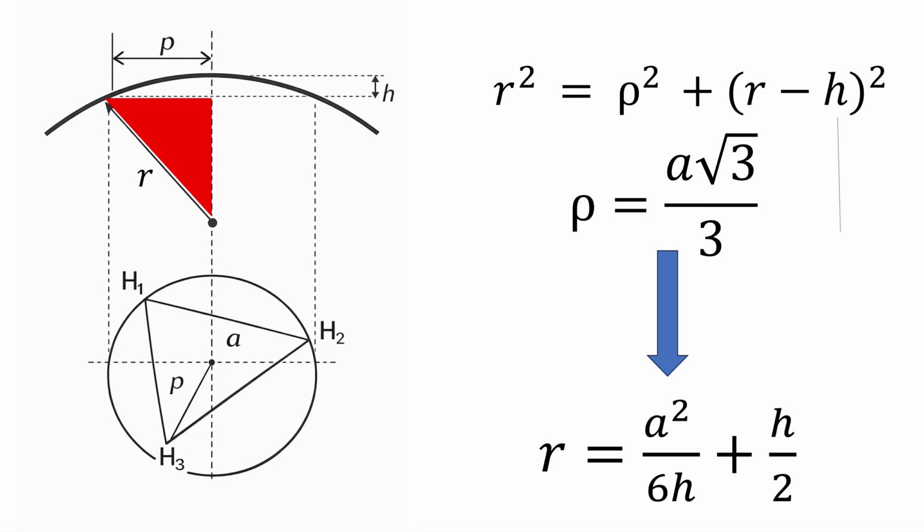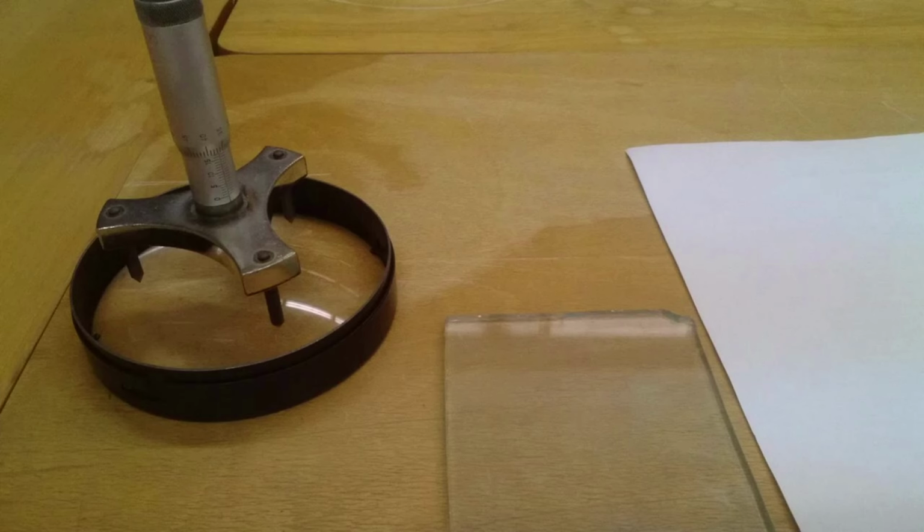And that's how we determine the radius of curvature using a spherometer, by measuring just a tiny height difference and applying a bit of geometry.